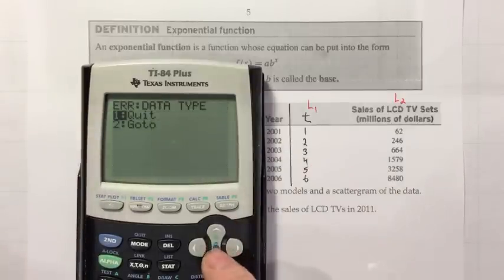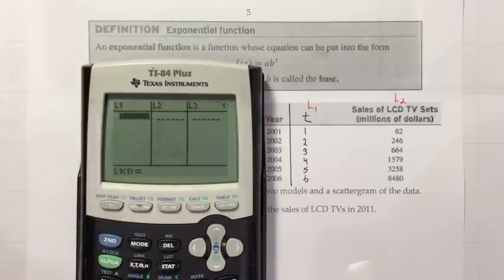Sorry. Stat, edit, and then I want to enter the number 1, 2, 3, 4, 5, and 6. Not sure what was going wrong there a second ago. Then go to L2 and type in these numbers, so 62, 246, and so on.